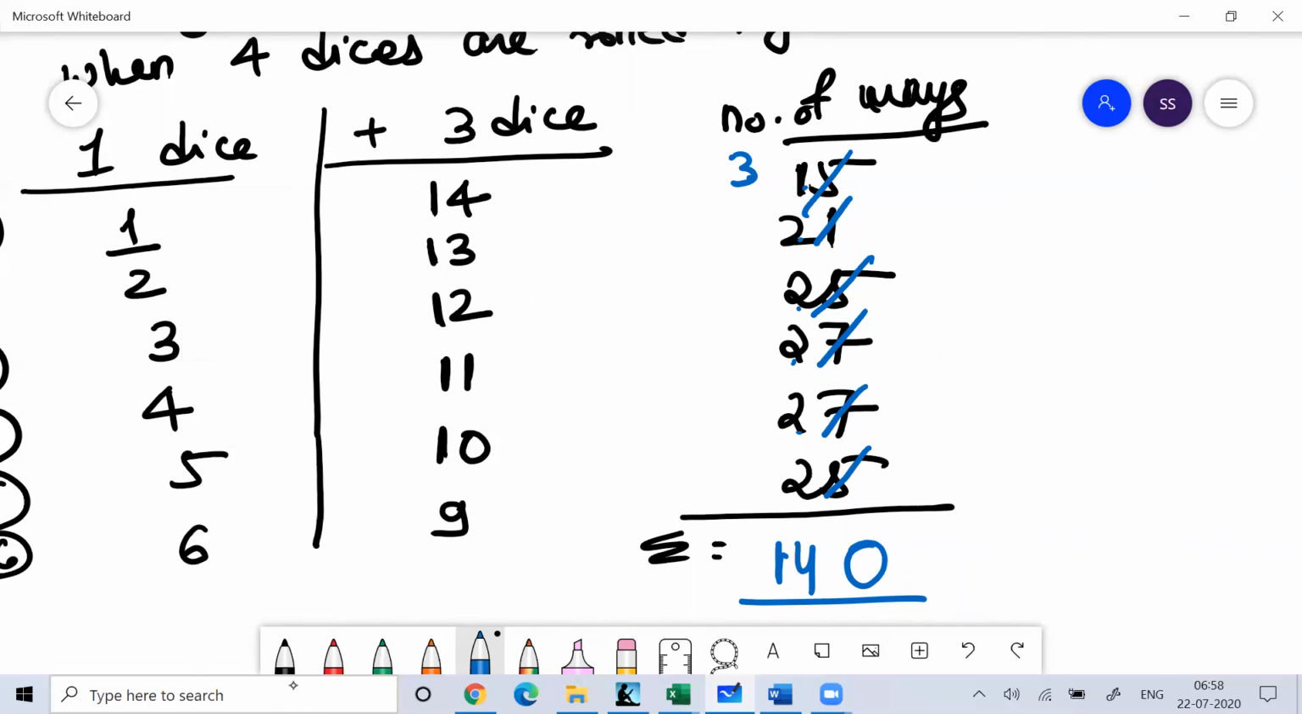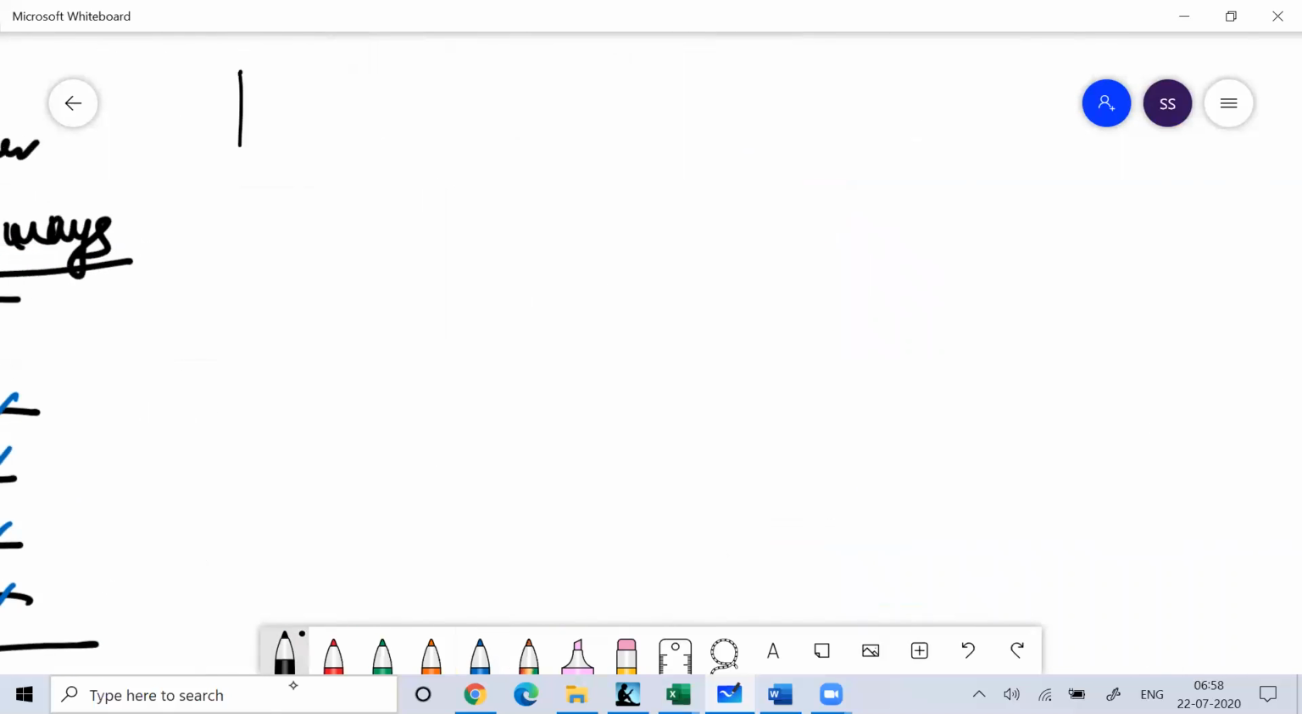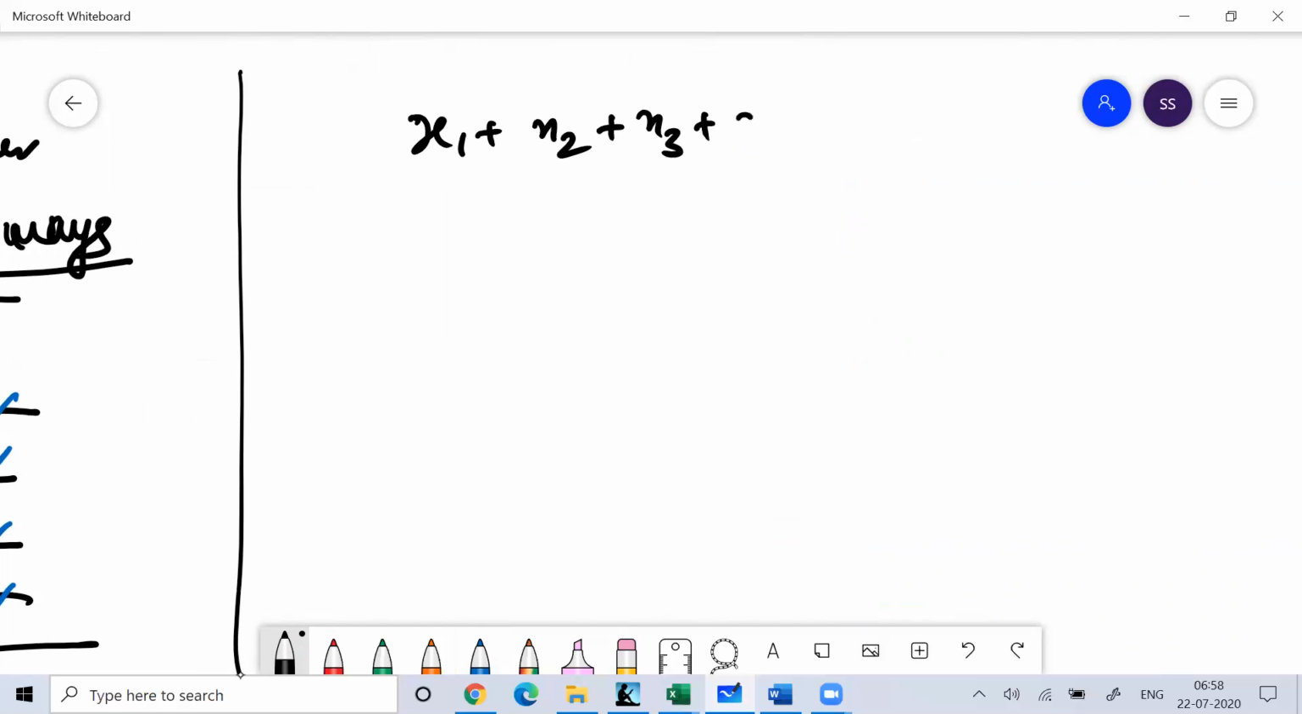Now the same thing, if I solve manually: four dice, the sum should be 15. In how many ways is this possible? So let's try with 1.